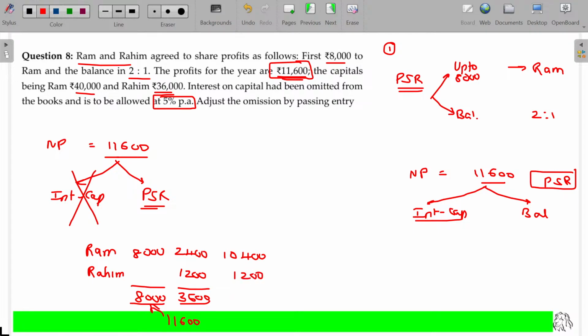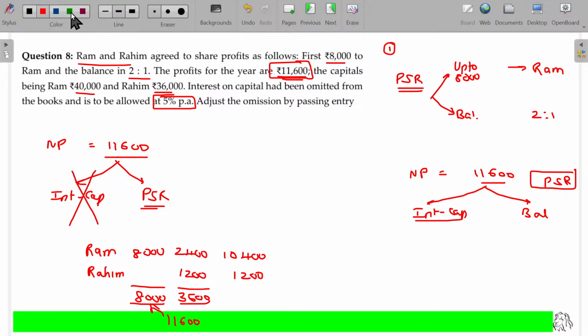It is not correct. It's wrong. Why? They have missed to adjust what? Interest on capital is missed to be adjusted. That's wrong. Because of this wrong one, the capital may be totally different. Now you have to find out what could be the correct one. So this is how amount is credited to their capital account.